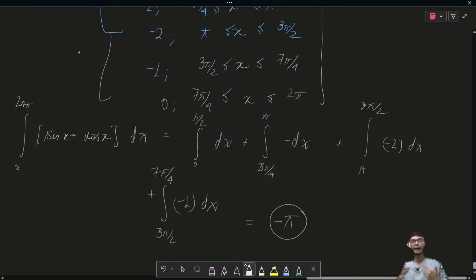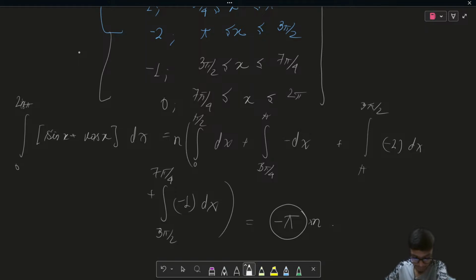The result that you will get is minus of pi. I hope you can try to solve it, but don't forget there is n over here. So this is the result from 0 to 2 pi, right? So we have to multiply this particular thing with n. So the result to this question is going to be equal to n pi.